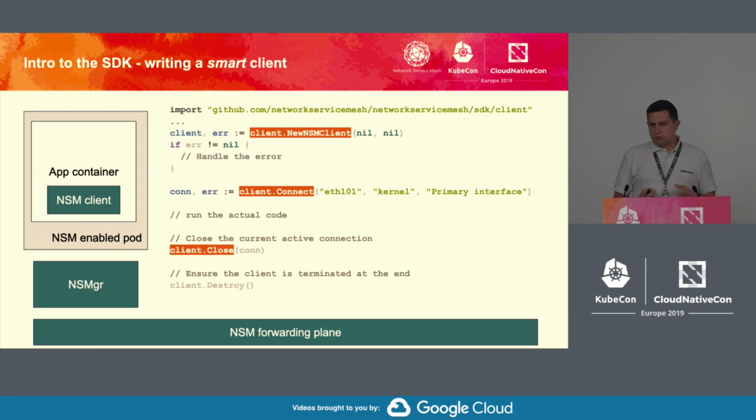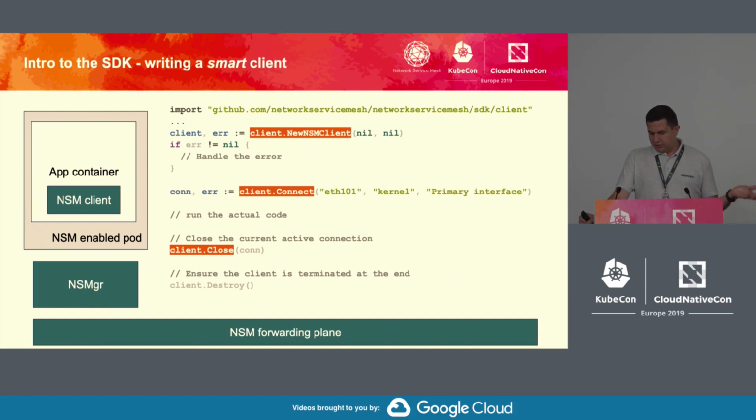One way to consume network services within NSM is implementing the so-called smart client. Whatever Fred showed a couple of slides ago with the admission controller injecting the init container gives you some flexibility to enable NSM for your existing applications. But if you want to do something smarter, and be able to control your connections to the network services, you should use the SDK.